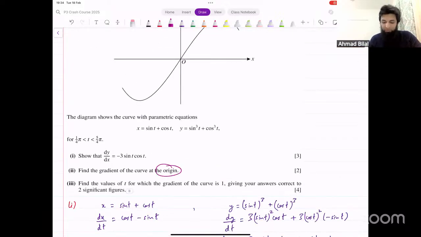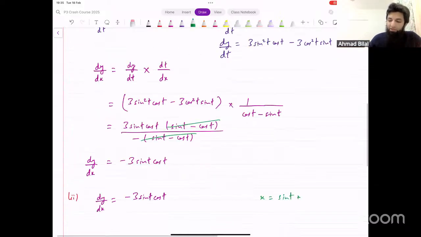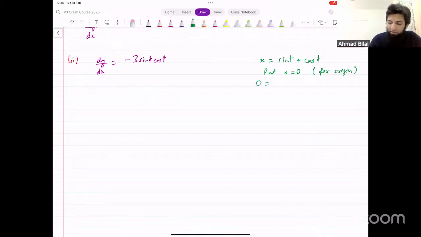So at the origin, both x and y are equal to 0. So what you can do is you can input x equal to 0. That's simpler because y is more complicated. That has sine cube t cos cube t. What I can do is I can use this equation, x equals sine t plus cos t. At the origin, x is going to be equal to 0. So we can put x equal to 0. What does that give us? 0 equals sine t plus cos t.